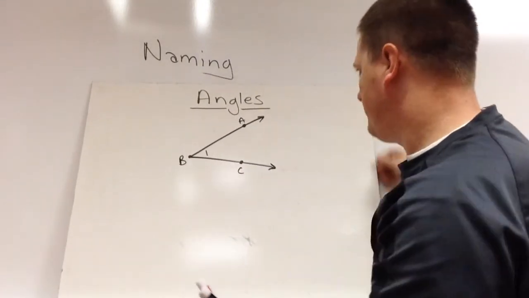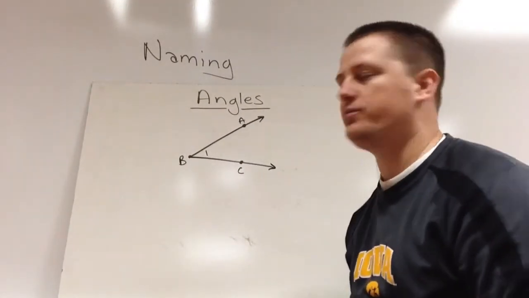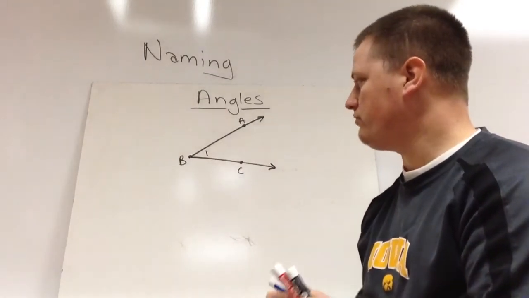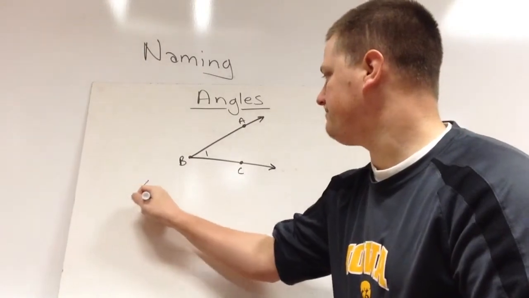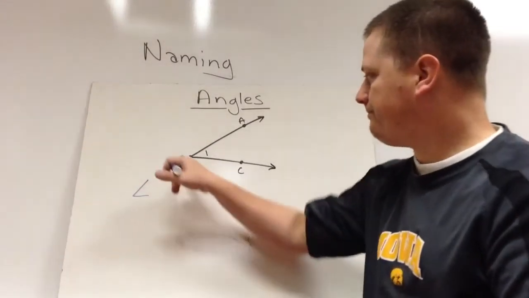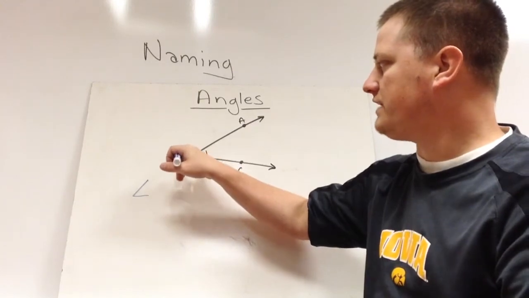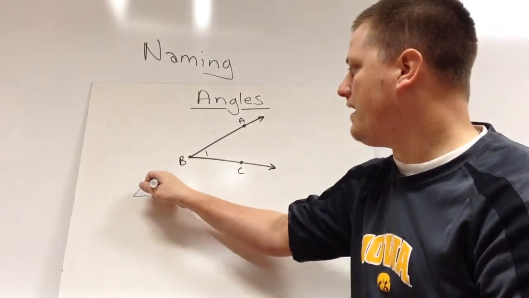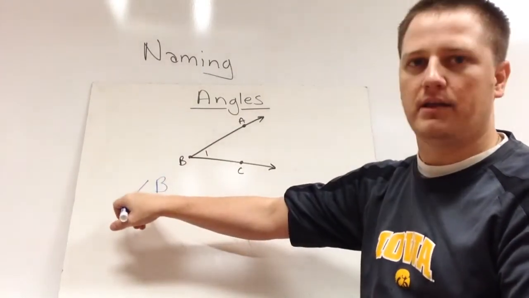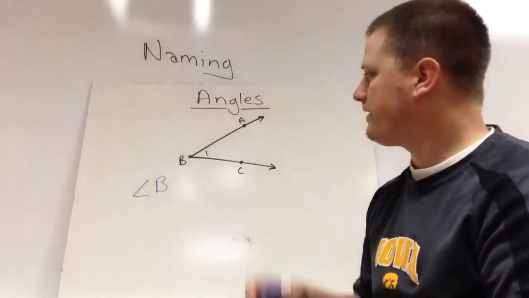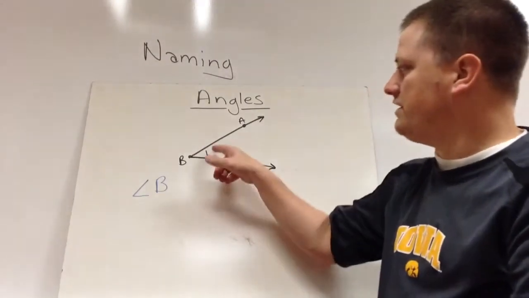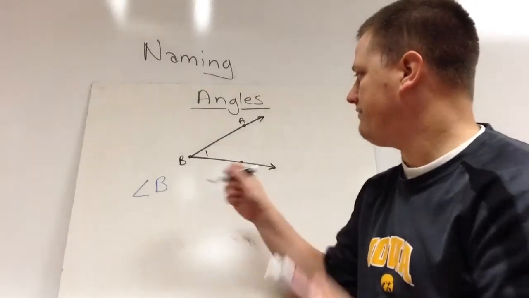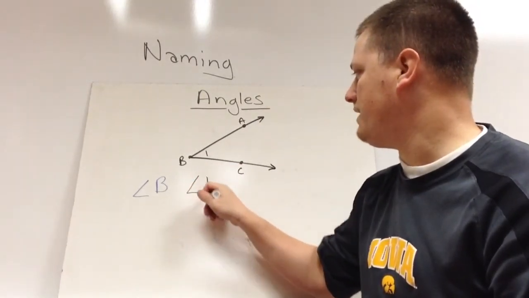Typically when we name angles, we have about three ways that we typically name them. What we like to use is the little angle symbol. The most common way that you'll see is just using what's called the vertex, or where the two rays come together, this B here, and we call it angle B. So we make a little angle sign and put B after it. Another common way is if there's a number or a letter inside the angle, we'll sometimes also call it based off of that. So this one could also be called angle 1.